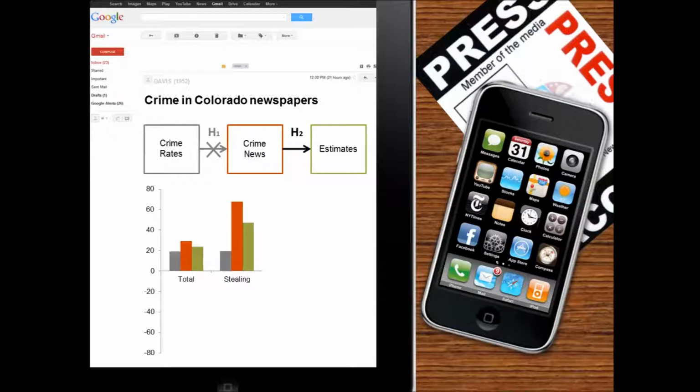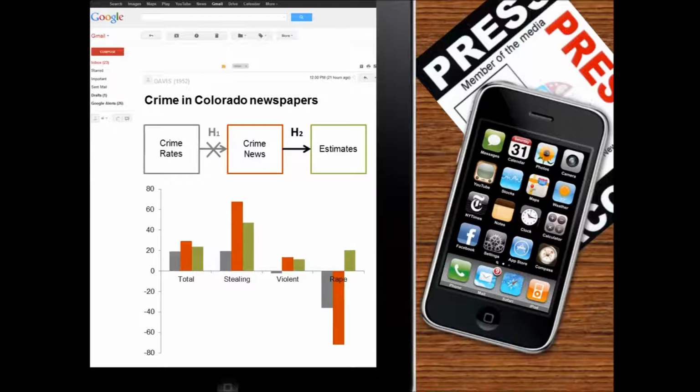Now, when he just specified for stealing, there was a big difference. So the crime rate was below 20%. The amount of stealing articles in the newspapers was much, much higher. And also the estimate of the crime rate is double the actual crime rate. So this is some good evidence in support of hypothesis 2. And the same with violent crimes. The number of violent crimes actually declined, or at least the percentage declined, but that wasn't the case for the crime news, and also the public thought that there were more violent crimes. So again, evidence in support of the second hypothesis.